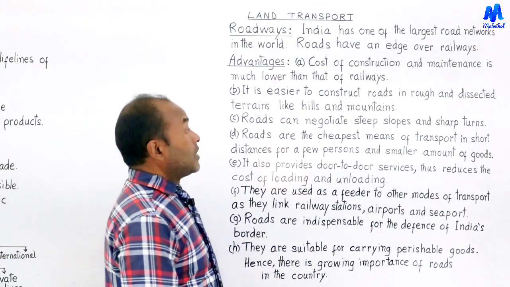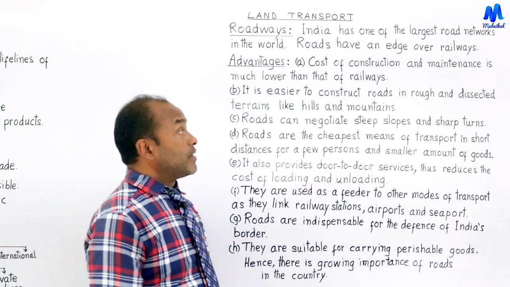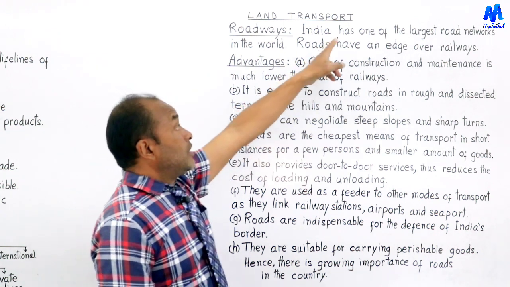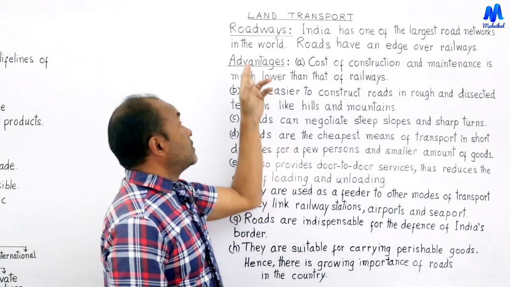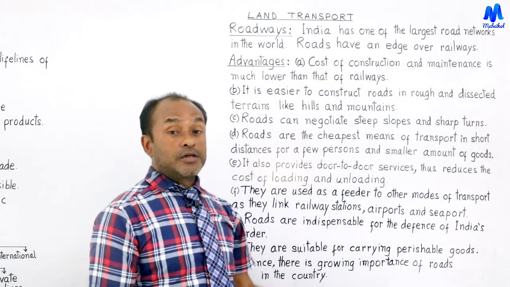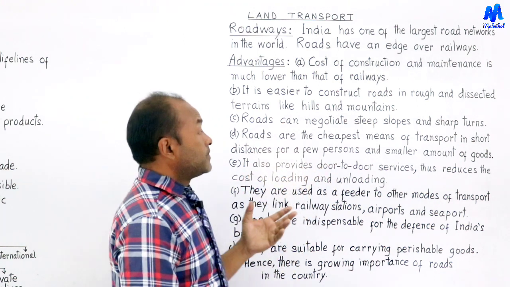Okay. Among the land transport, roadways is the most important one. Why? Let's have a discussion here. India has one of the largest road networks in the world. Roads have an edge over railways. It tells here like this. I'll explain. Okay, listen carefully.